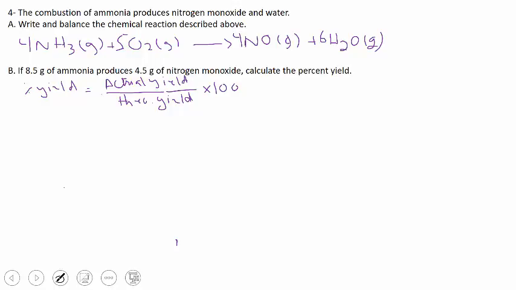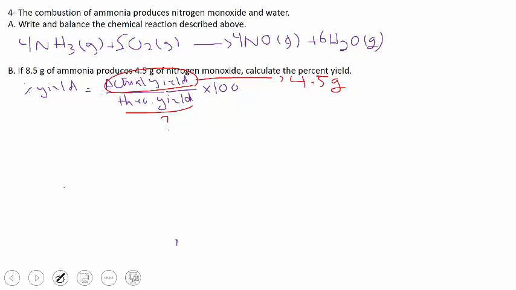Now, actual yield is given to us. We already know that our actual yield is 4.5 grams. In order to find the percent yield, we need to find the theoretical yield. Theoretical yield meaning that if 8.5 grams of ammonia combust completely, how much nitrogen monoxide we would expect to get.